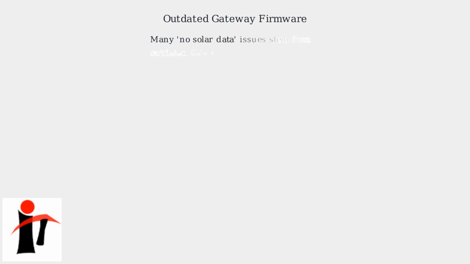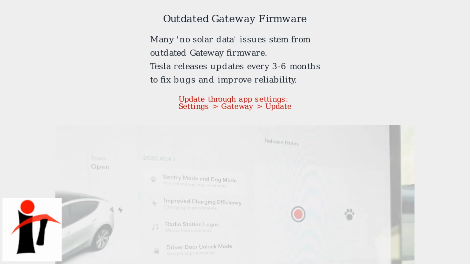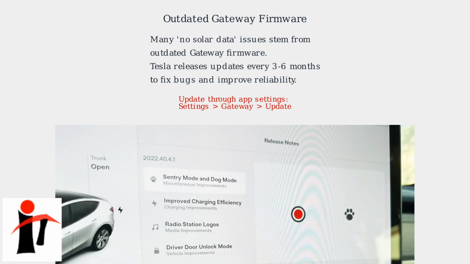Many no-solar data issues stem from outdated gateway firmware. Tesla releases updates every 3 to 6 months to fix bugs and improve reliability. Update the firmware through the app's settings by navigating to Settings, then Gateway, and selecting Update.